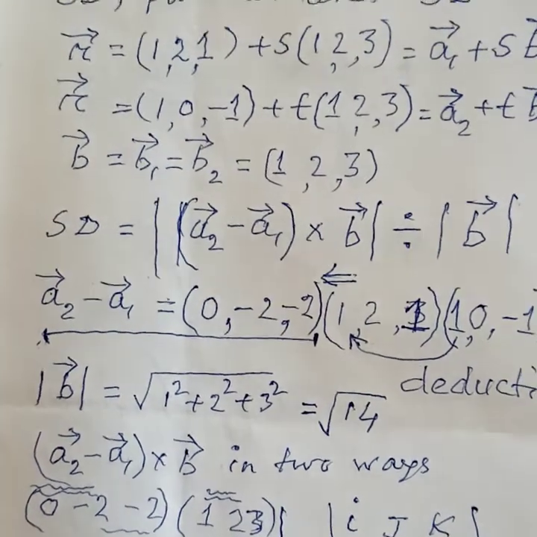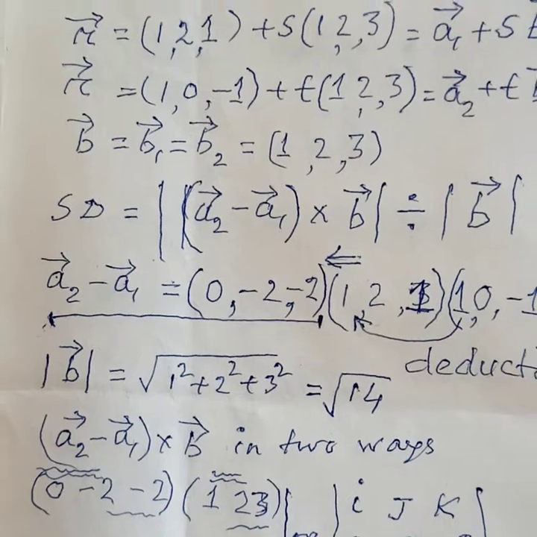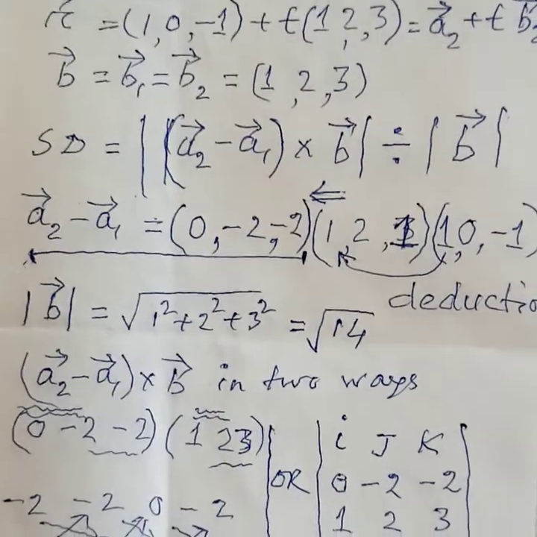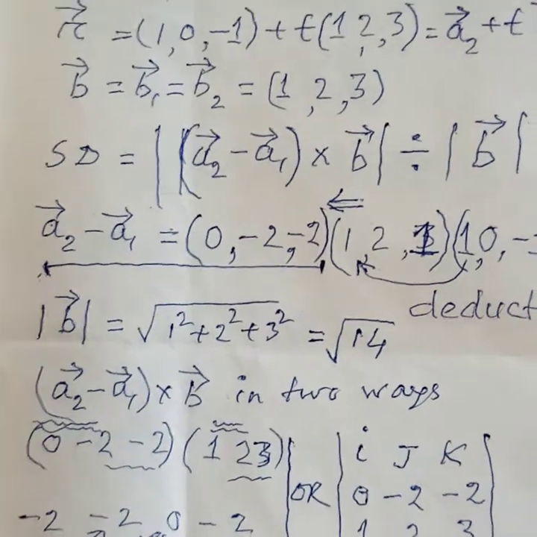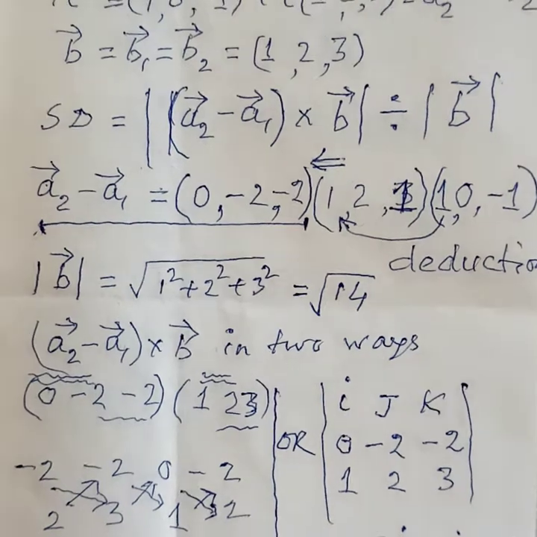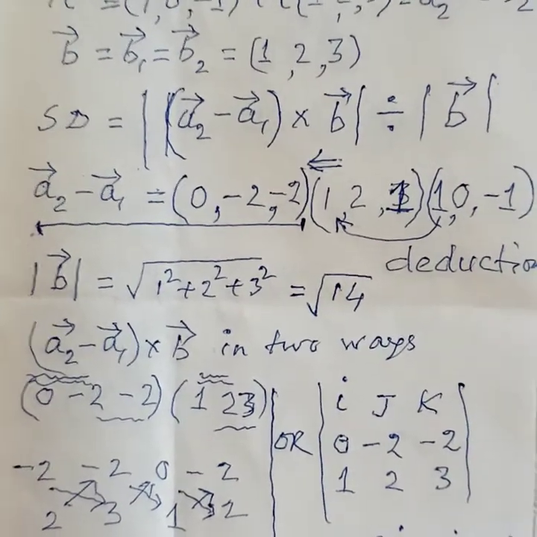Here B1 equals B2 equals B, so lines 1 and 2 are parallel lines. Now the shortest distance formula: the distance HD equals the magnitude of A2 minus A1 cross vector B, divided by the magnitude of vector B.